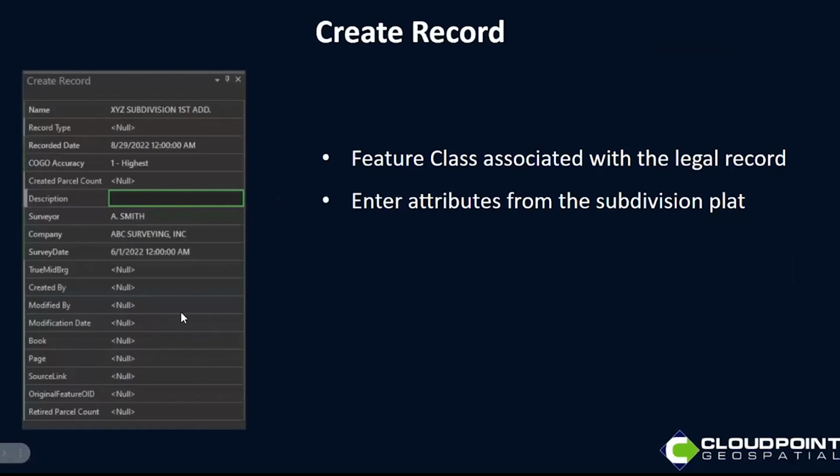Okay, so the next step is creating a record. So go into creating the record for the subdivision, and the record is a feature class in the Parcel Fabric that's associated with the legal record. And you can enter attributes from your subdivision plat into the record: the surveying company, when it was surveyed, what is the accuracy, when it was recorded. That type of information can be entered into the record.